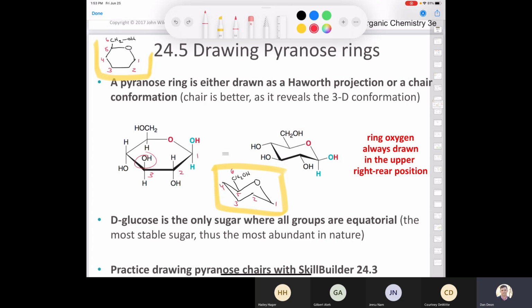Now, something else that I mentioned is that what's drawn here is beta D-glucose, and the reason why D-glucose is the most abundant sugar on the planet is because all the groups are equatorial. Not necessarily the anomeric carbon, that depends on whether it's alpha or beta. Beta is equatorial, alpha is axial, but the rest of the hydroxyls and the CH2OH are all equatorial, and that again is why glucose is so naturally abundant.